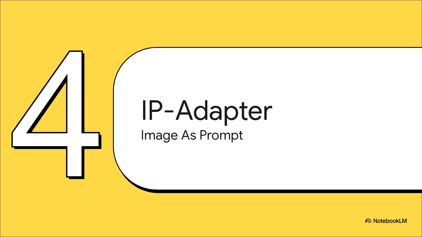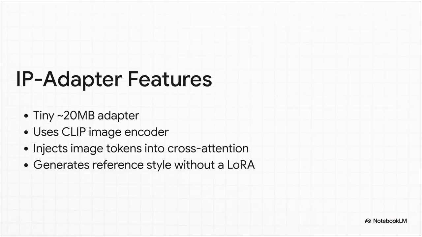But hey, what if absolutely no text can describe the exact visual aesthetic or mood you're going for? Enter Section 4, IP Adapter, Image as Prompt. This is exactly where the IP adapter shines. It literally treats an image as a prompt. It uses the CLIP image encoder, which you can think of as a translator between visuals and text, to turn a reference image into tokens.